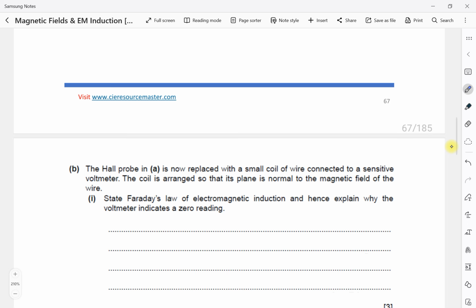The whole probe in A is now replaced with a small coil of wire connected to a sensitive voltmeter. The coil is arranged so that the plane is normal to the magnetic field of the wire. State Faraday's law of electromagnetic induction and hence explain why the voltmeter indicates a zero reading.